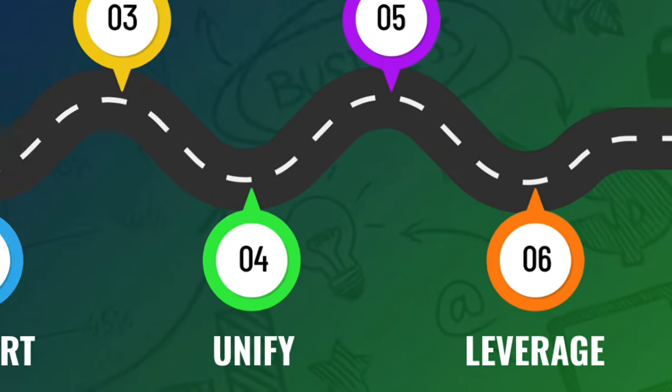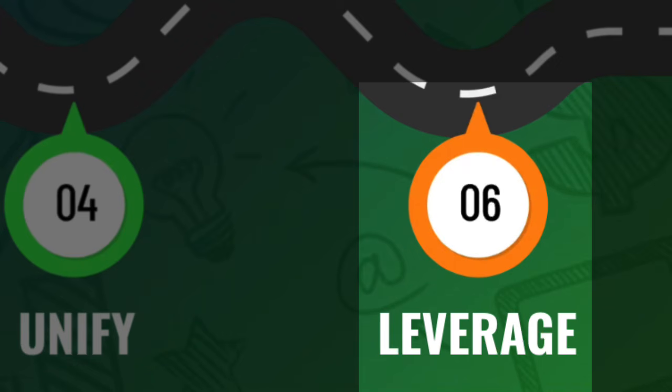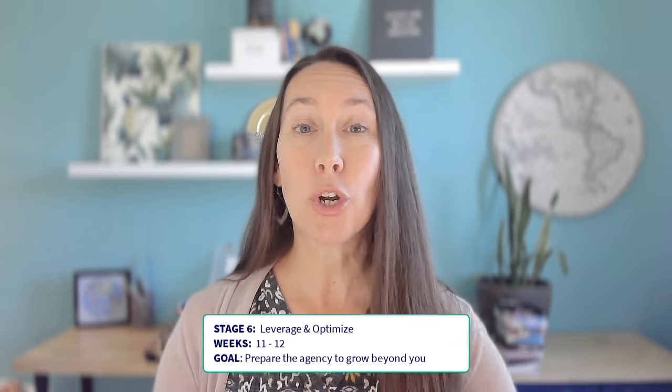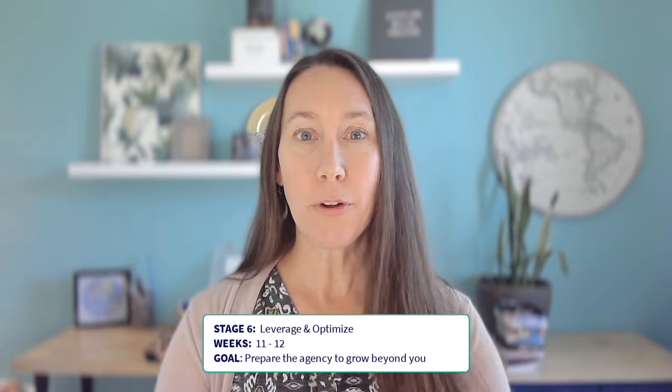This now brings us to the final phase of the actual agency framework, which we handle in weeks 11 and 12 of this 90-day sprint. And the goal in this phase is to prepare the agency to grow beyond you. And if you're thinking, well, I just want to be a one-person agency, or I would never want to sell my agency, or I would never want to bring in contractors into my agency, this is still a phase that I highly, highly encourage you to pay attention to.